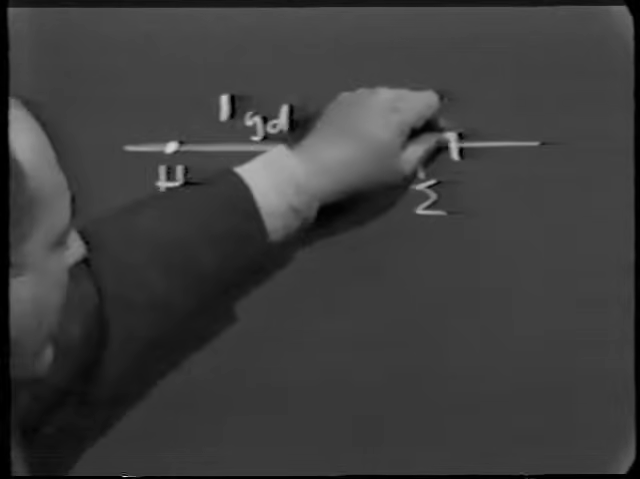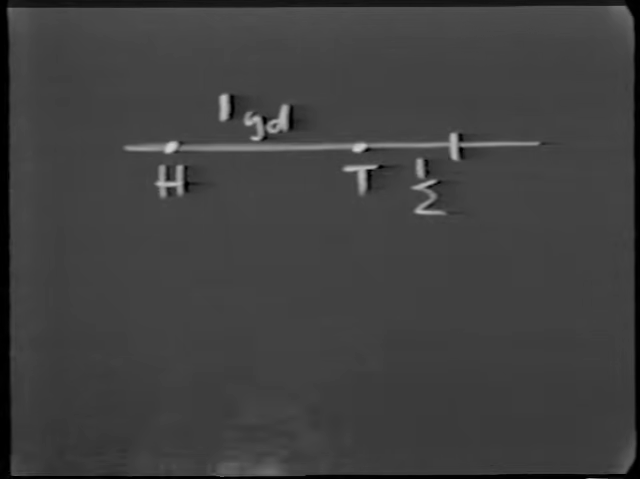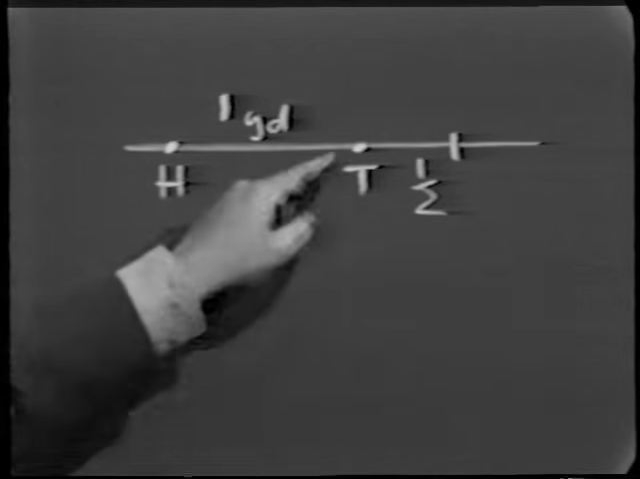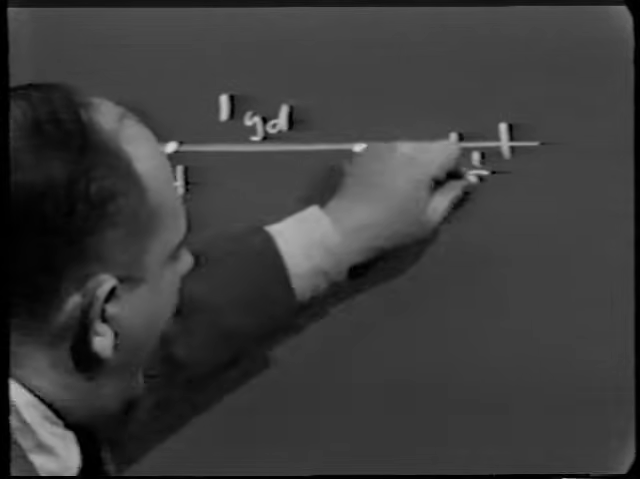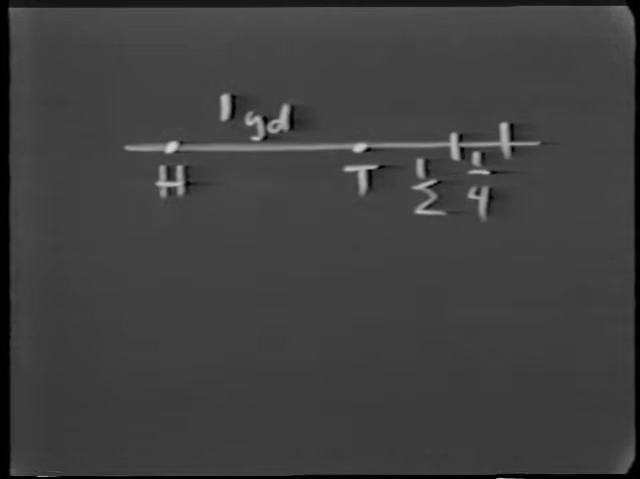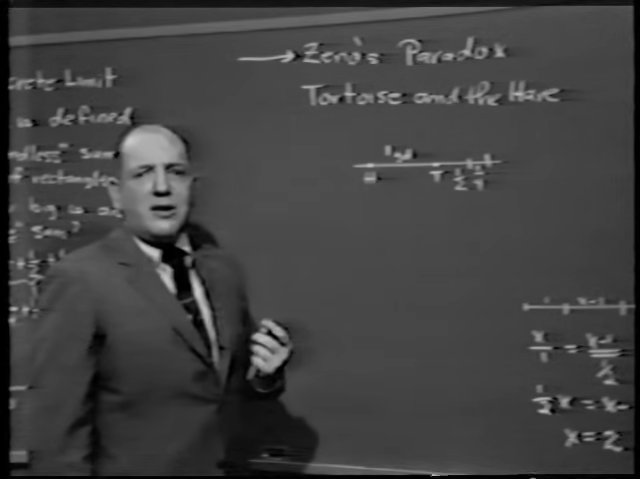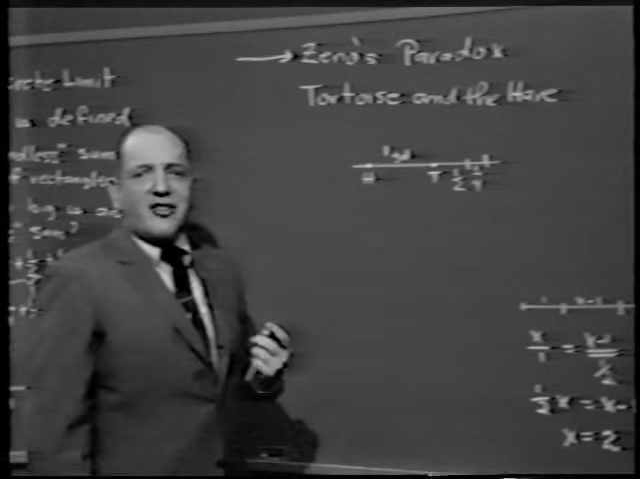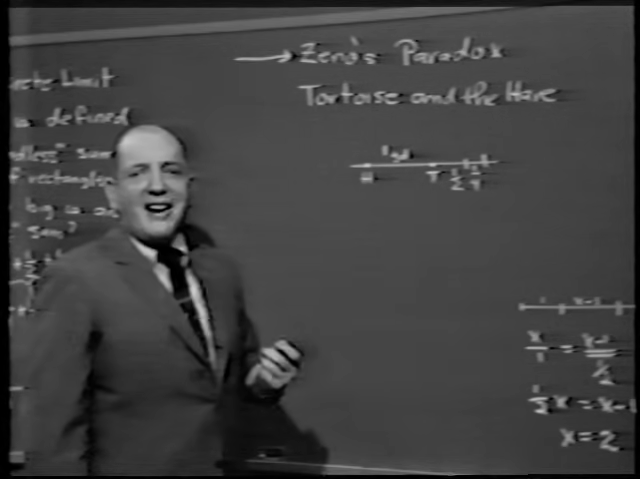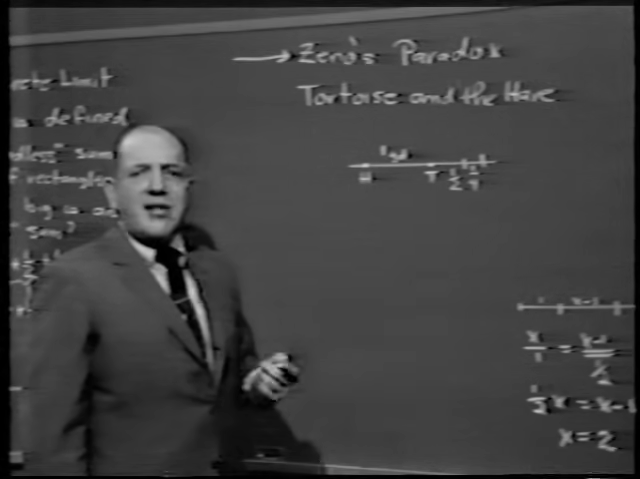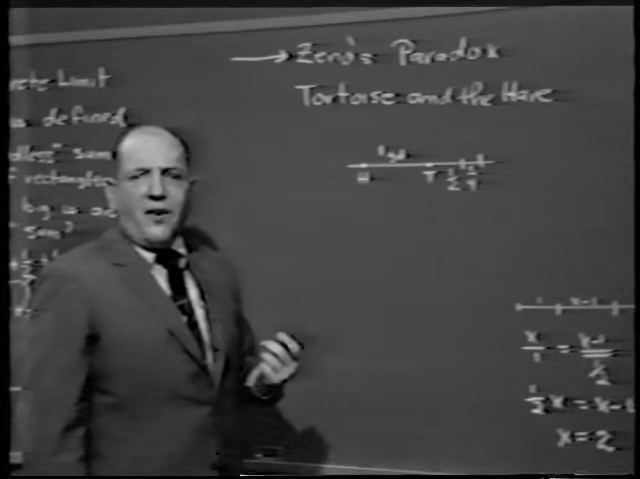But while the hare makes up the 1/2 yard, the tortoise goes a 1/4 of a yard. When the hare makes up the 1/4 of a yard, the tortoise goes an 1/8 of a yard. And so Zeno argues the hare gets closer and closer to the tortoise, but can't catch him. And this, of course, is a rather strange thing, because Zeno knew that the tortoise would catch the hare. That's why it's called a paradox. A paradox means something which appears to be true, yet is obviously false.